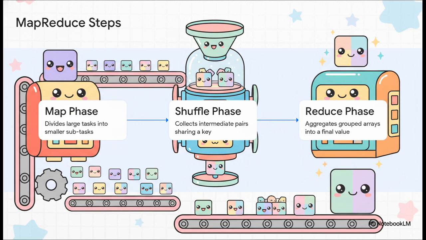The entire algorithm is chunked into 3 really distinct, easy-to-digest steps. Step 1, the map phase. Step 2, the shuffle and sort phase. And step 3, the reduce phase. Let's actually walk our data straight down this assembly line.